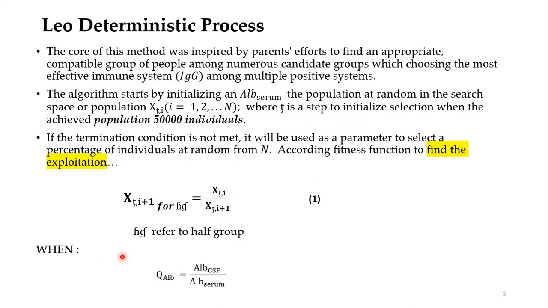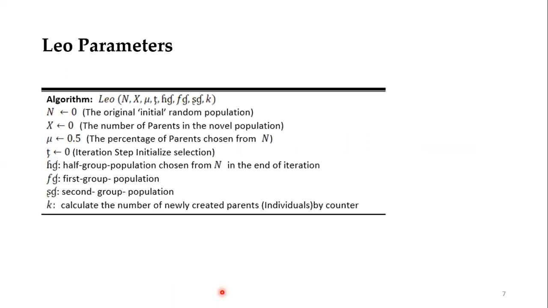We're trying to find the fitness evaluation, which is the albumin quotient equals albumin CSF over albumin serum. Now, LEO parameters are these: the main population, the number of parents, and mu. Mu is a parameter to divide the sample into two groups for the iteration. Then we have the half group, the first group of the half group, and the second group of the half group. And K is the calculated number of newly created parents by the counter.